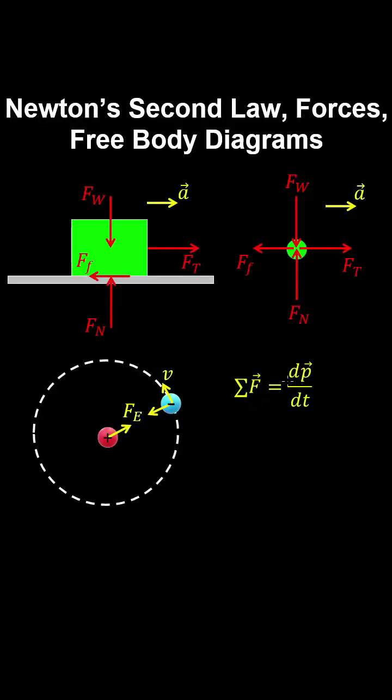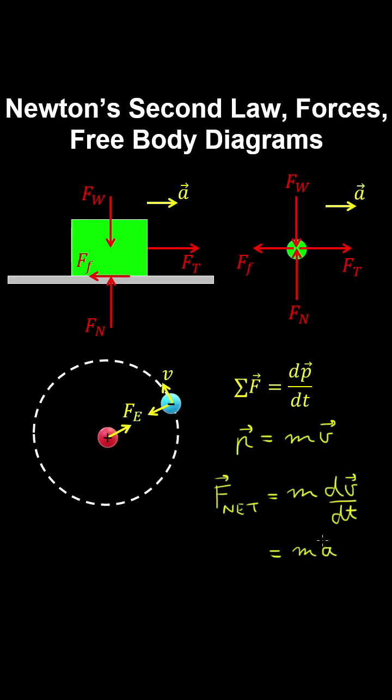Newton's second law states that the net force acting on a body is equal to the rate of change of its momentum with respect to time. Momentum is mass multiplied by velocity. Where the mass is constant, we can take the mass outside the derivative. So in this case, the net force acting on the body is equal to the mass multiplied by the acceleration of the body. And we can resolve this based on the coordinate system we choose.